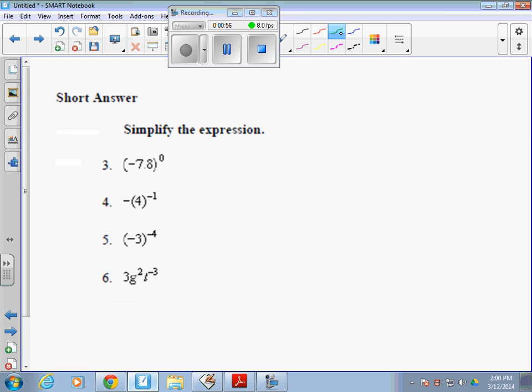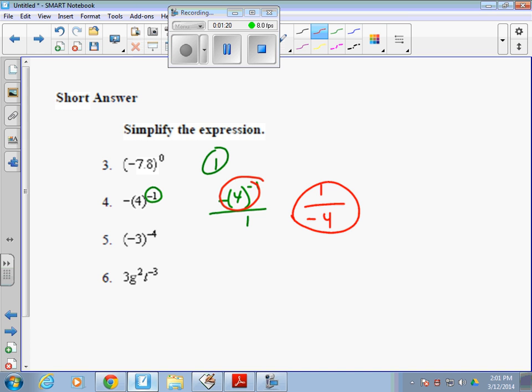We're simplifying these expressions. Anything to the 0 power is 1. Anything raised to a negative value is going to ride the elevator. So that says negative 4 to the negative 1. It's over 1, so when it rides the elevator, the whole thing goes down: 1 over negative 4 to the positive 1, which is simply negative 1 over 4.